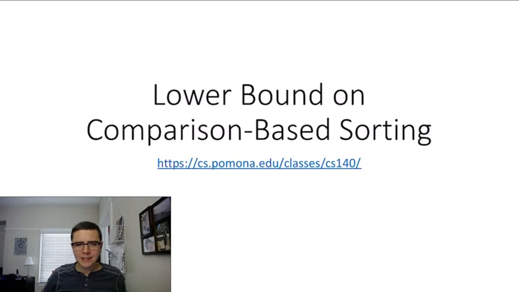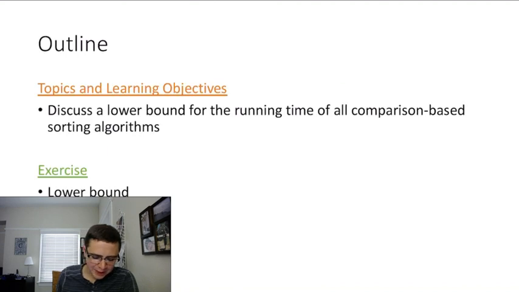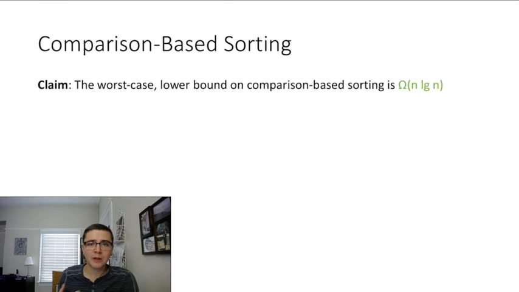Hello, this is a pretty quick set of slides, maybe one or two videos depending on how many questions I ask and how long they take for me to set into VidGrid. But we're finally going to prove a lower bound on the number of comparisons it takes in any sort of comparison-based sorting algorithm. So we're going to discuss a lower bound for running time, and there's a nice exercise for this set of slides. Okay, so here's our claim.